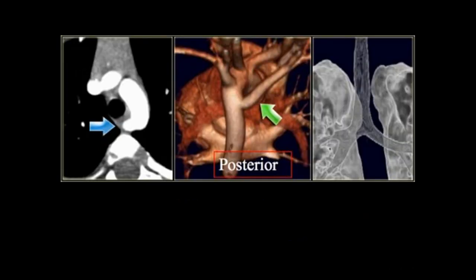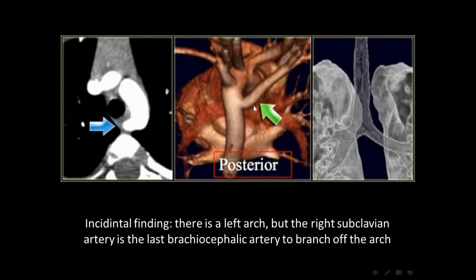So let's have this image and guess what is the anomaly that is here. This is a posterior view. This is axial CT. So this is aberrant right subclavian, right? So this is an incidental finding. There is a right subclavian artery, which is the last brachiocephalic artery here, as we see.